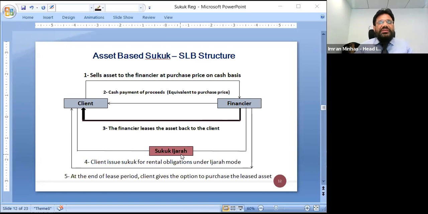This is not allowed in some jurisdictions, and most of the Sharia scholars do not allow a sale and buyback transaction. But a sale and leaseback transaction is allowed, where the ownership is truly transferred to the financer. So at the end of the lease period, the client is given the option to purchase the leased asset if the financer agrees, which is normally the case, but it's not made part of the agreement; it's part of the understanding between the client and the financer.